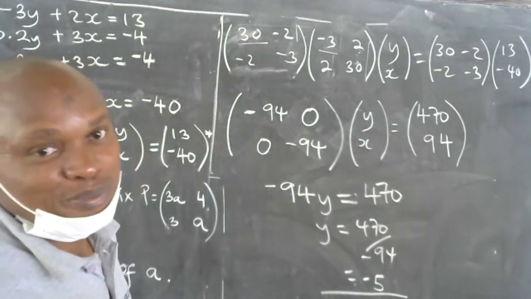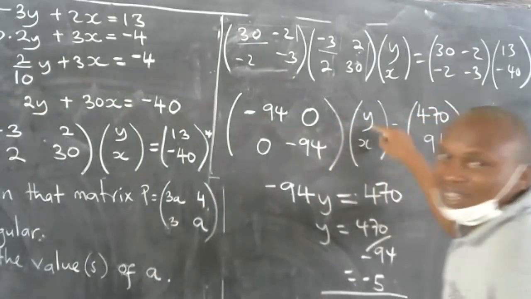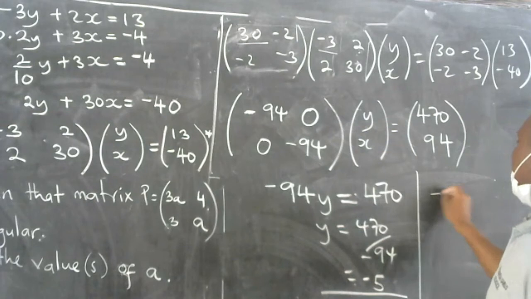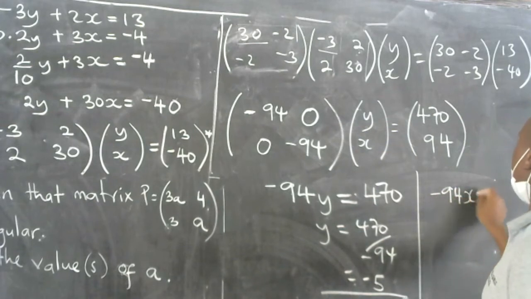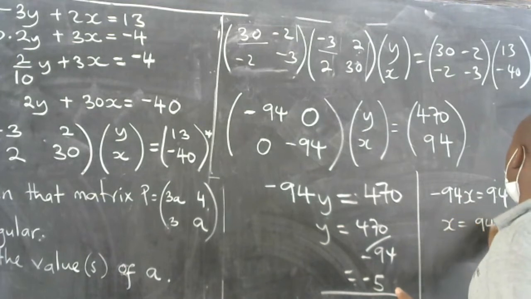Now I've seen people who told me x was negative 5. I think they made a mistake in their letters here. And I told you, you have to be careful with the letters. Then here, negative 94x is equal to 94. So x is negative 1.